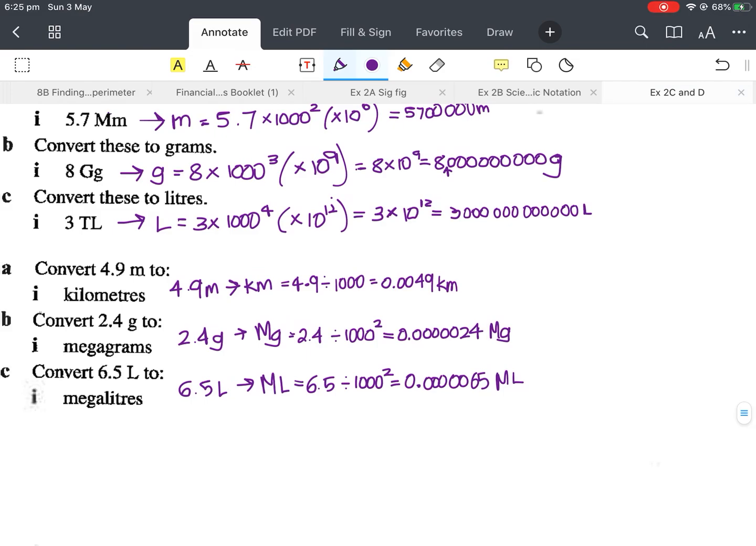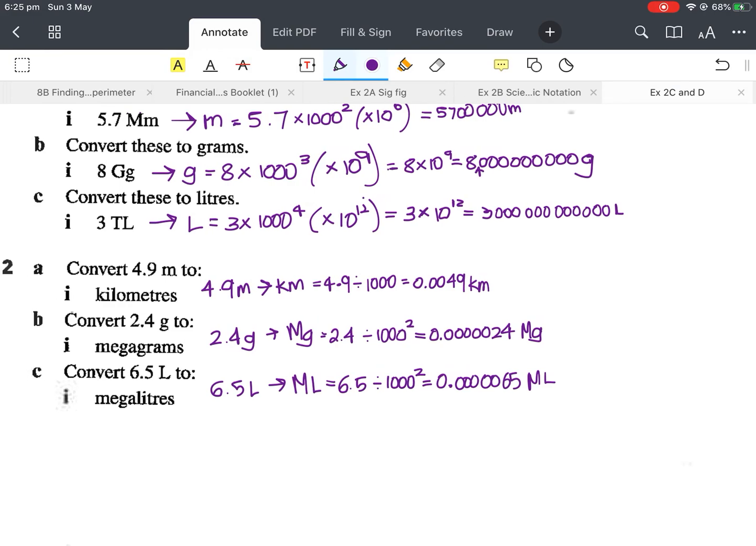Okay, so that means I get 0 point and then 5 zeros and then 24 megagrams. Now the next one is actually the same because you're going from the base to the mega, so you're dividing by 1,000 squared again, which is also going to give you 0 point, 5 zeros and then 65. You can do that calculation on your calculator if you wish.